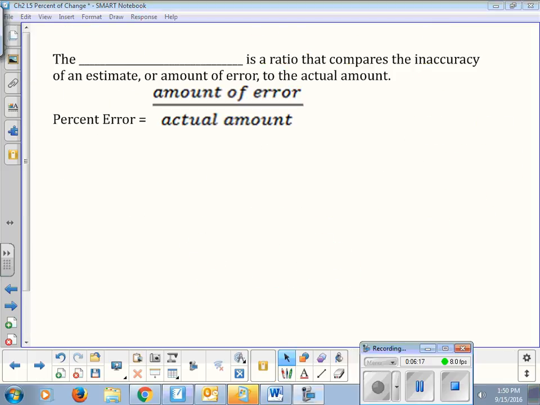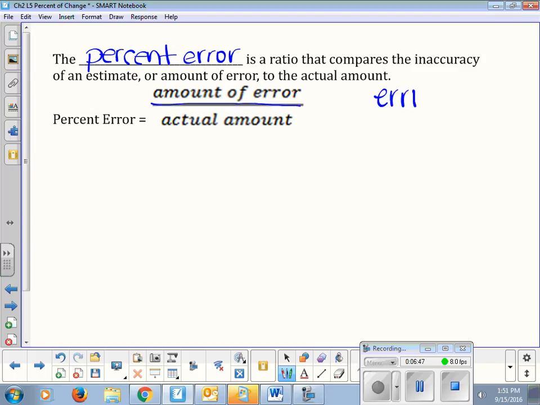Okay, we also have another vocabulary word. The second vocabulary word is percent error. So the percent error is a ratio that compares the inaccuracy of an estimate or amount of error to the actual amount. So we set that up as a fraction as well. Percent error is our amount of error over the actual. So it's error over actual, and when we solve for that, we're going to set it up like solving a proportion, and we're going to set it equal to percent over 100.